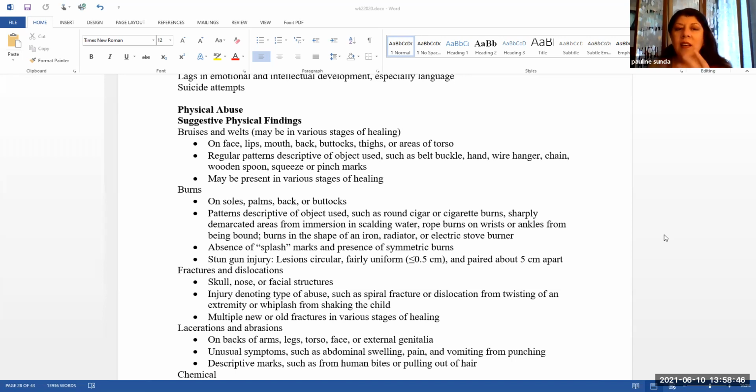Typically, if you see it like a hand was pushed in water, that could be a glove injury. If the foot was submerged in water, that would be called a boot injury. Anytime you see something like that and there's no splashing, that is something that you would want to pay attention to. Patterns are descriptive of objects used, like a cigarette burn. So that would be a round shape. If someone was burnt with an iron, you can see the little marks in the shape of an iron.